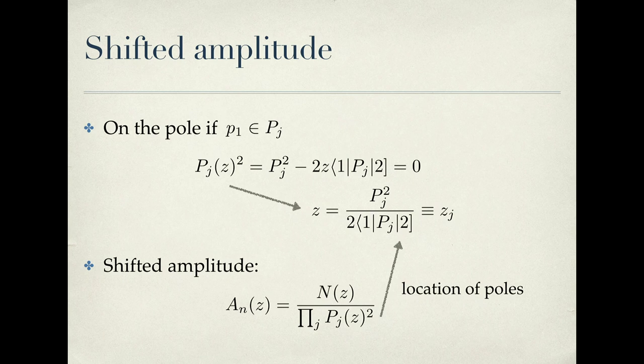If I want to set this to zero, it happens for this particular value of Z, which I denote as Zj. So if I look at this shifted amplitude as a function of Z, the poles in Z are located at these values, where all the momenta here are considered fixed. I'm not moving with momenta, I'm moving with Z. So if I want to approach a given pole, I move Z to this value, Zj, which is equal to that, and I approach the pole. Good.